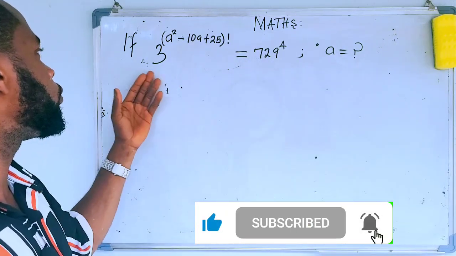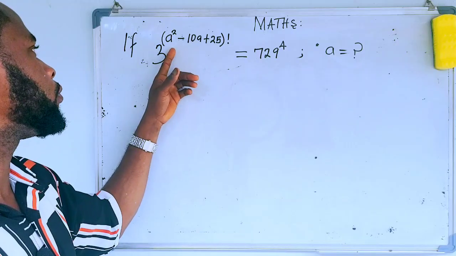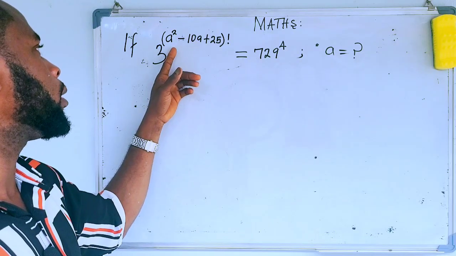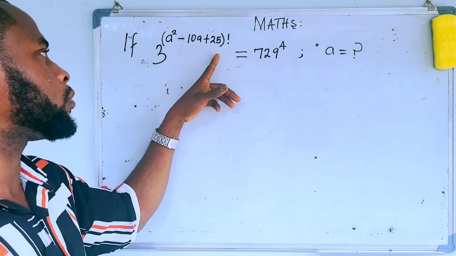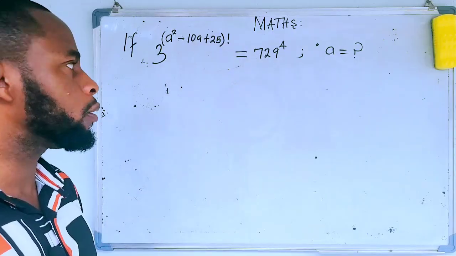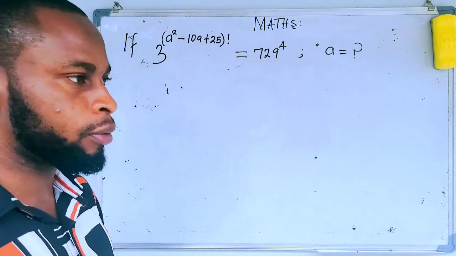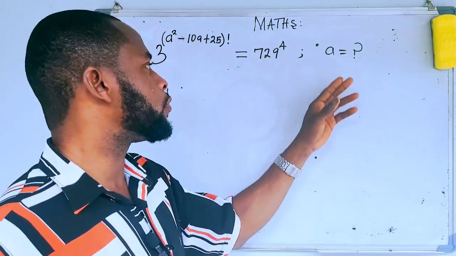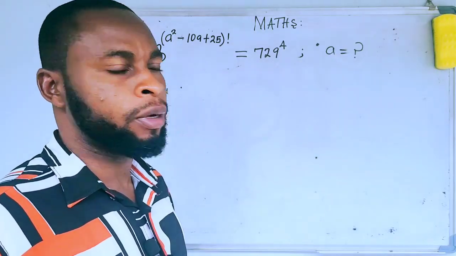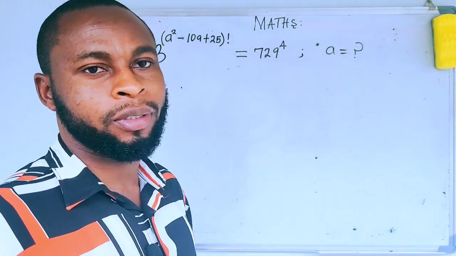In this video, we are going to consider this Olympiad Maths challenge. We have here: if 3 to the power of (a squared minus 10a plus 25) factorial equals 729 to the power of 4, we had to find the value of a that will satisfy this equation.